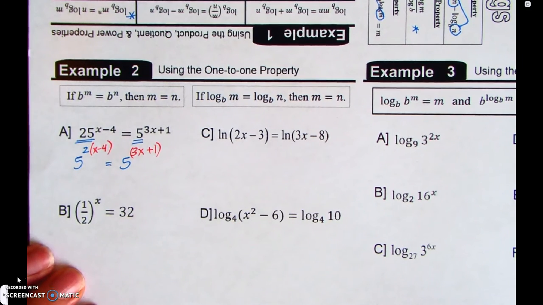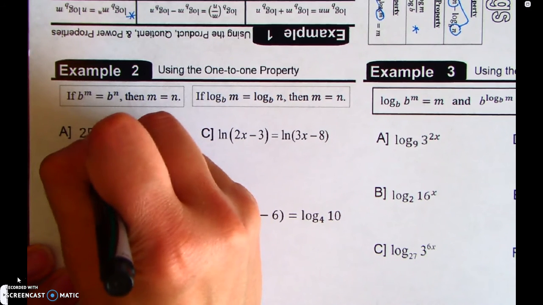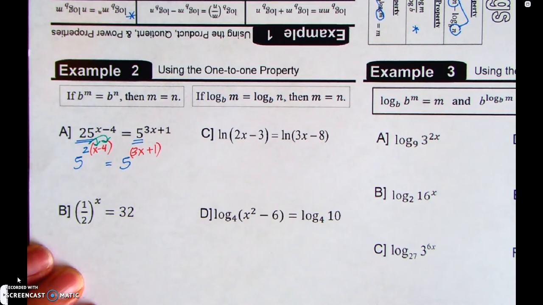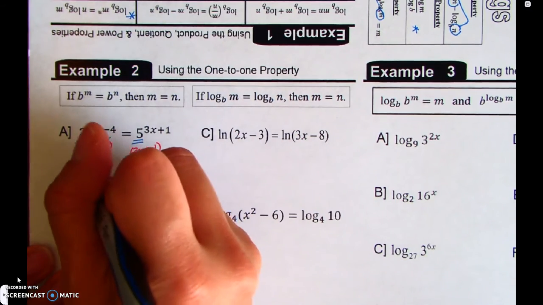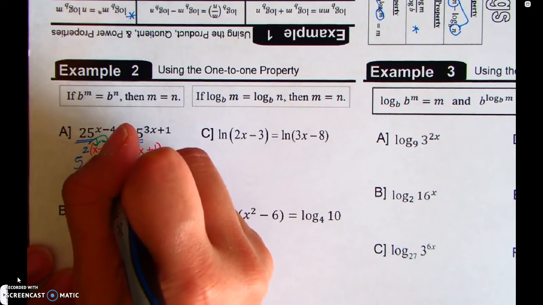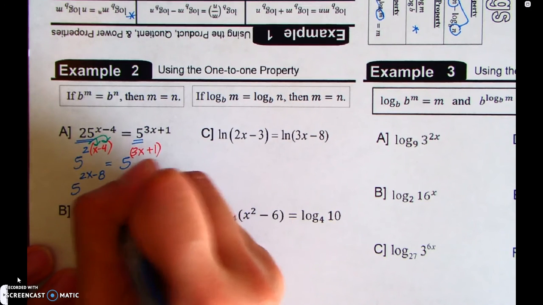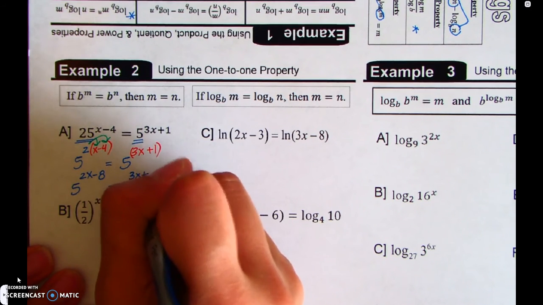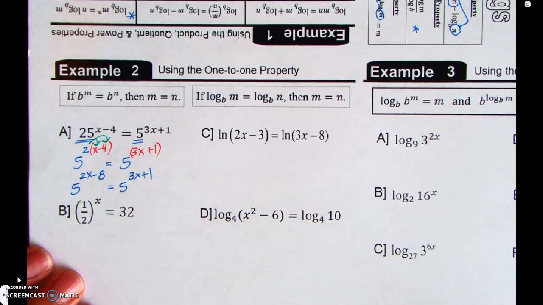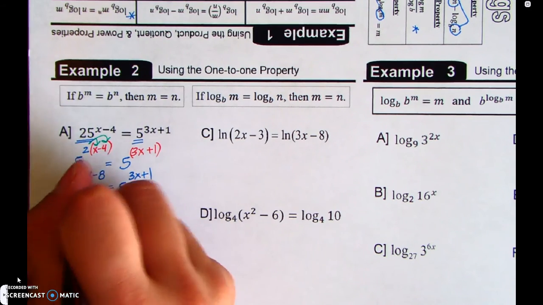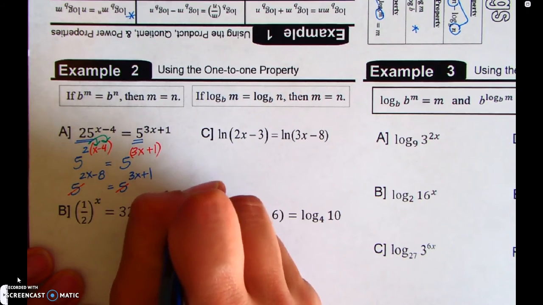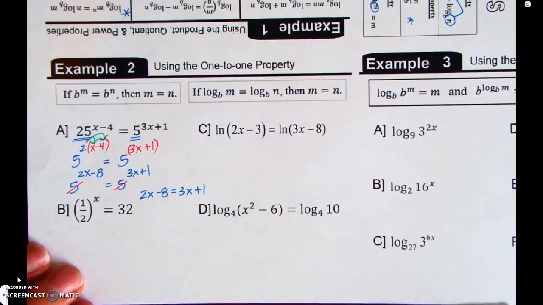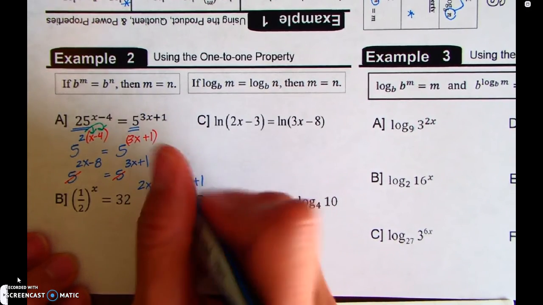But I can't just leave it like that. I've actually got to distribute the 2 to each of the terms. So I'm going to multiply 2 times x and 2 times a negative 4. So now we have 5 squared, which is just 25, but 2 times x gives us 2x, and 2 times a negative 4 gives us negative 8. On the other side, everything else stays the same. The bases are the same, so they can cancel, and now I'm left with 2x minus 8 is equal to 3x plus 1. Now, it's a little squished in there, so I'm just going to keep going downhill.